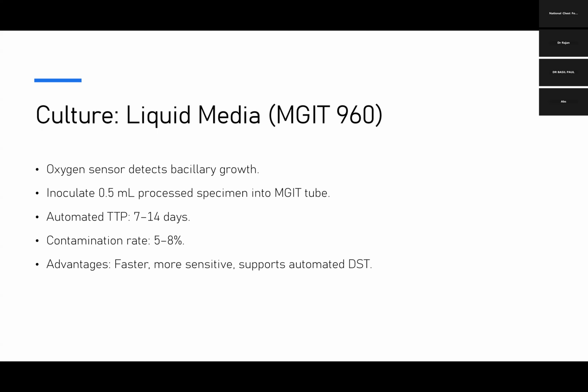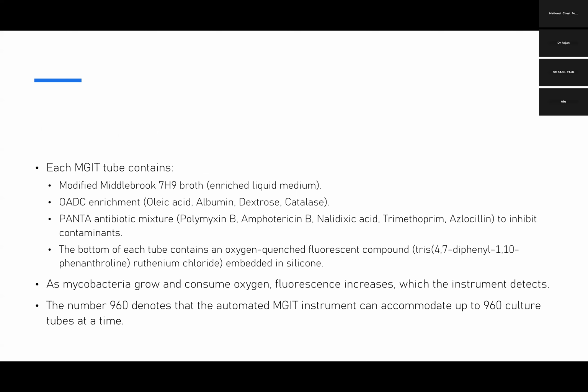Advantages: it is faster, more sensitive, and on this you can even add automated drug sensitivity testing. So now coming to the MGIT, a little bit of detail. MGIT is the Mycobacterium Growth Indicator Tube. It contains the modified Middlebrook 7H9 broth, which is an enriched liquid medium.